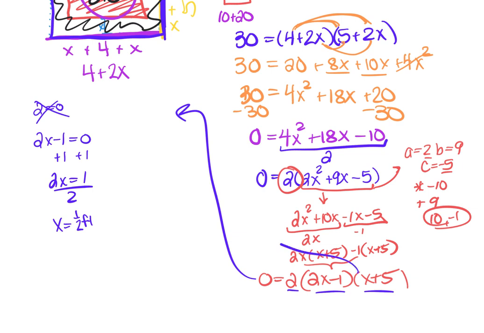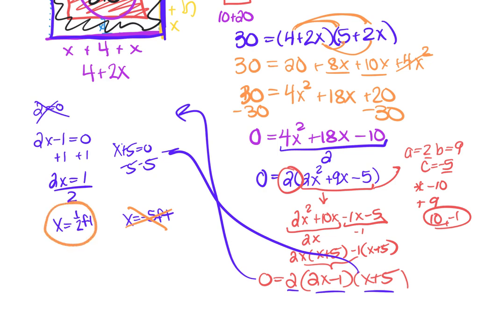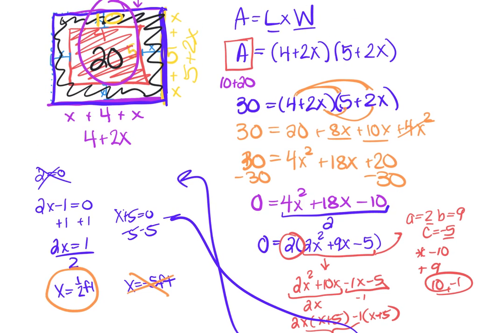And then we also have x plus 5 equals 0, so if we subtract 5, we have x equals negative 5 feet. Now, if I look at these two answers, the answer that doesn't make sense is negative 5. You wouldn't have a negative length of a border. So here we can say that our x value, or our border width, which we can see up here back in our picture, our border width of the border that goes all the way around that quilt is 1/2 of a foot, or 6 inches wide.